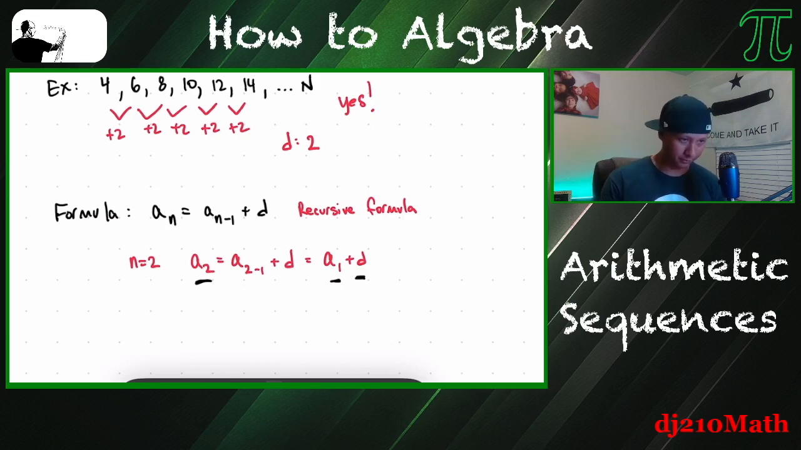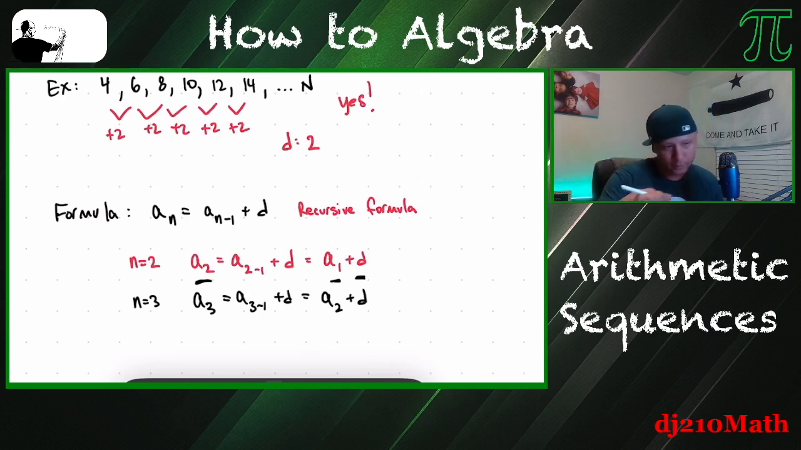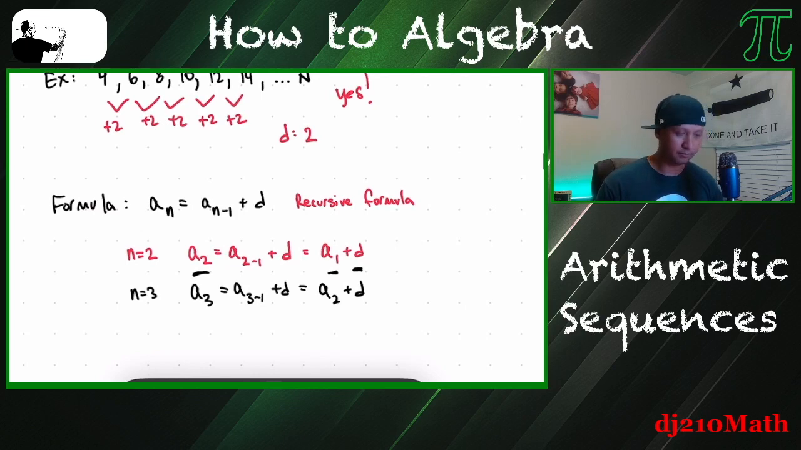And you can keep this going. It's recursive. Just so you can see it, the third term, a sub 3, would be a sub 3 minus 1 plus the common difference. So this would be a sub 2 plus the common difference, and you would just keep this going. So that's how you get to the next term.